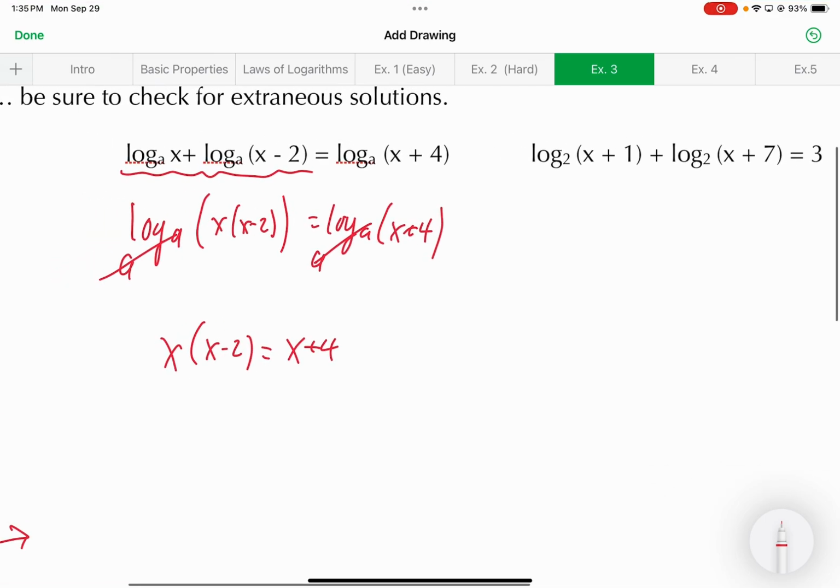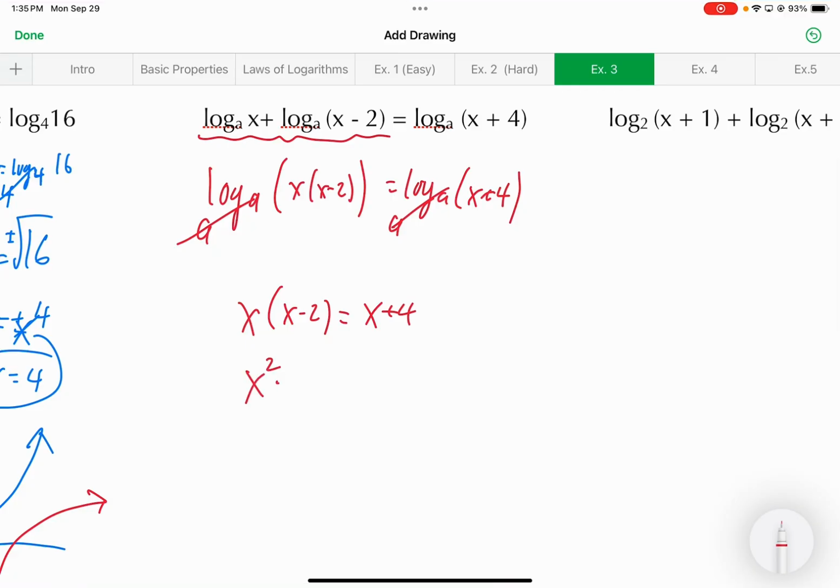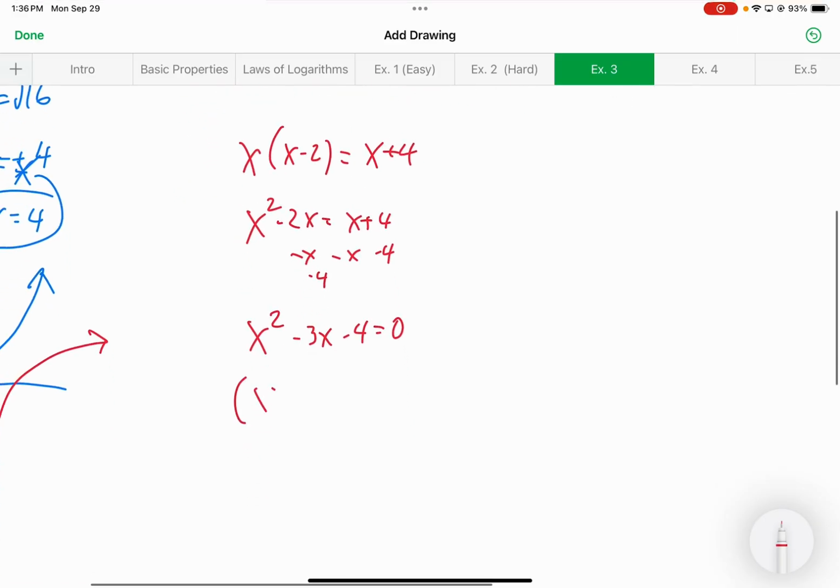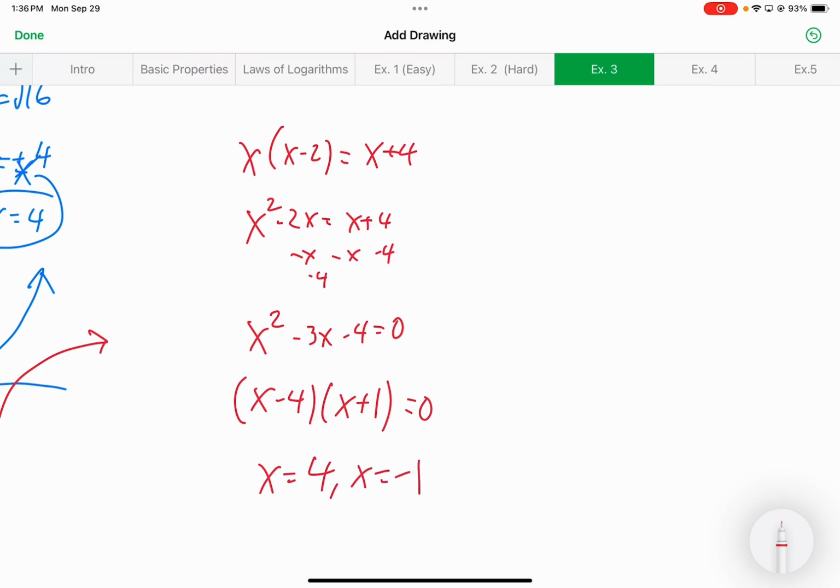All right. Now we can distribute: x squared minus 2x equals x plus 4. Subtract x from both sides, subtract 4 from both sides as well. I would get x squared minus 3x minus 4 equals 0. So get everything on the same side if I want to solve that quadratic. And then I should probably do what? I would say x minus 4, x plus 1, which gives me solutions of 4 and negative 1.